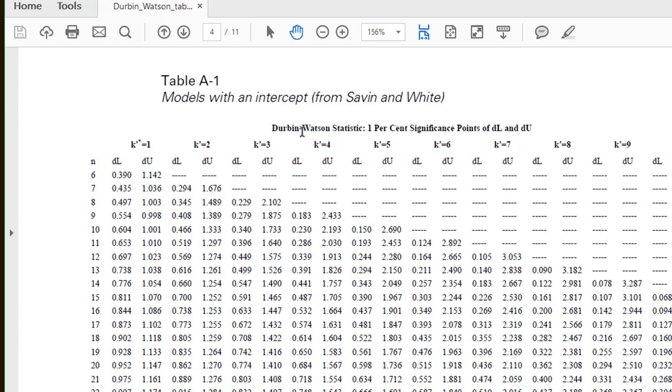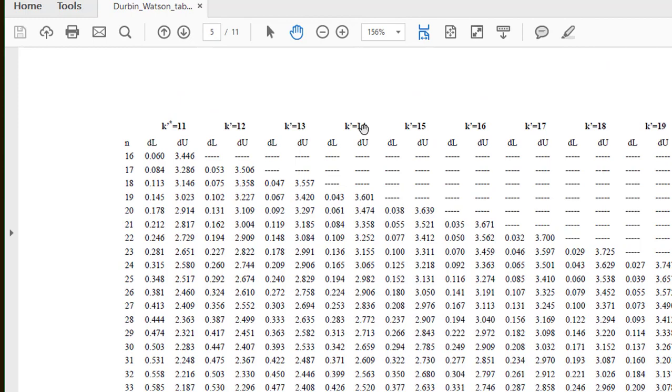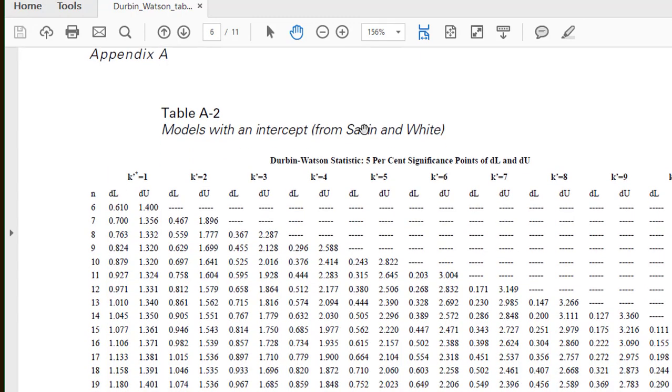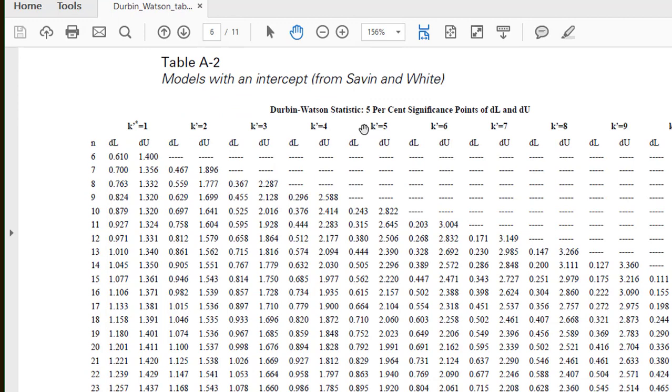So our Durbin Watson table should look something like this. This is the 1% significance points of DL and DU, where N is the number of data points in our data set, and K is the number of predictors including the intercept. In this case we have one predictor and the intercept, which means K is 2. So if we're testing at the 5% level, since our default is the 5% level, let's use the 5% level.